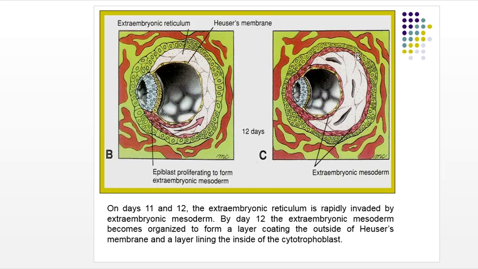But the most important event on the 12th day is the first communication between the maternal capillary system, here named sinusoids. These sinusoids drain blood from the maternal capillaries into the lacunae that formed at 9 days. This is the first communication between the mother's and the embryo's blood system. As a result, this stage is known as the uteroplacental circulation.